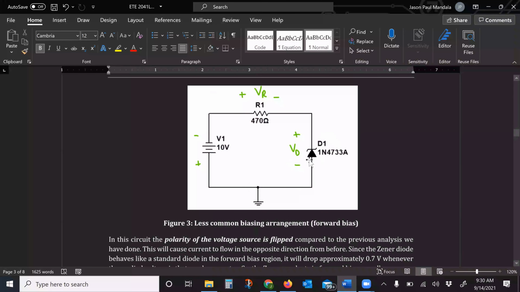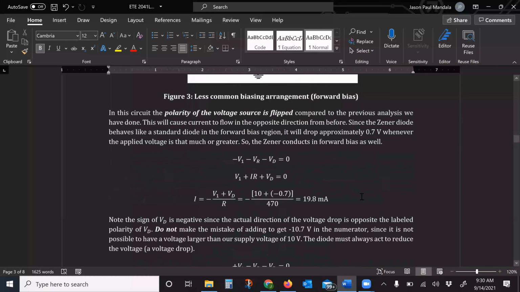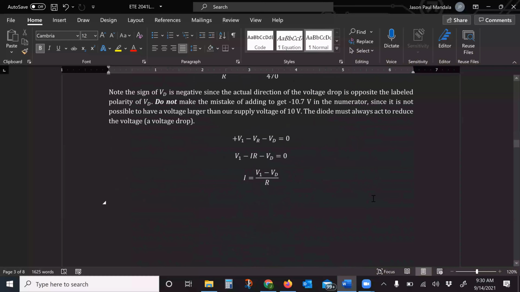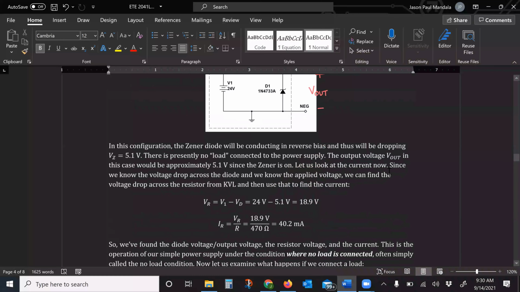So in this one, I didn't flip the diode, I flipped the supply instead. Notice that the power supply is pointing down now instead of pointing up. So that would put the Zener diode into the forward bias region. So we expect it to drop 0.7 volts in that region. Then we can explore that simple power supply circuit also that we discussed in lecture.